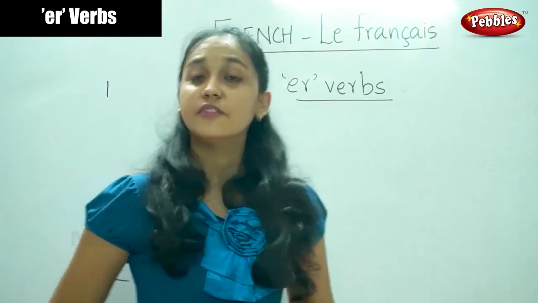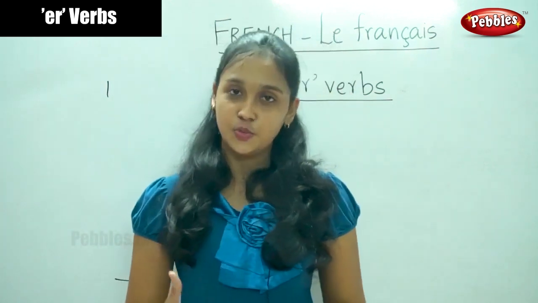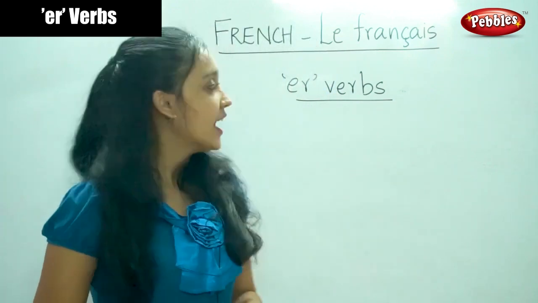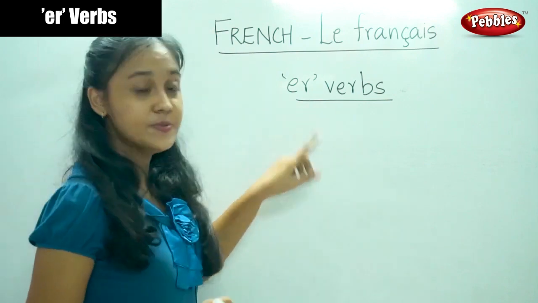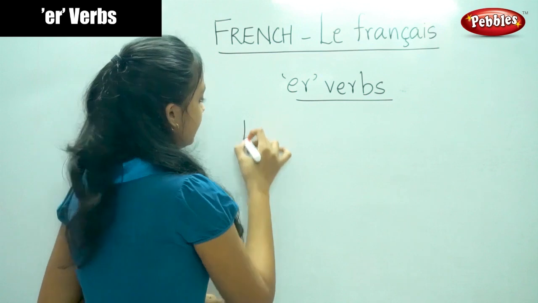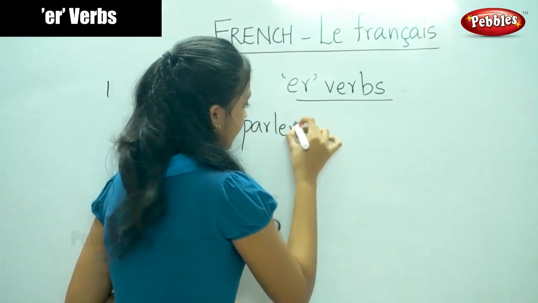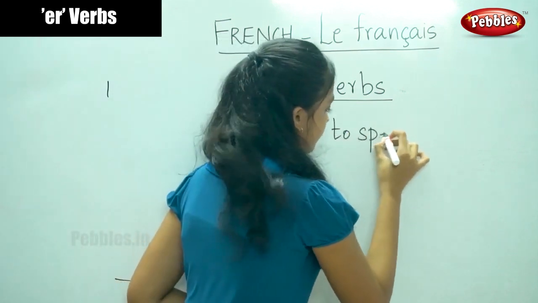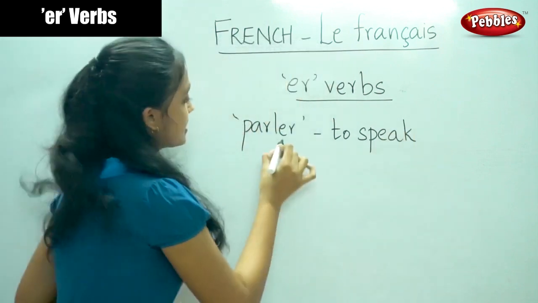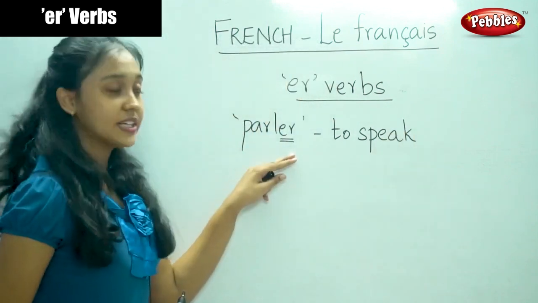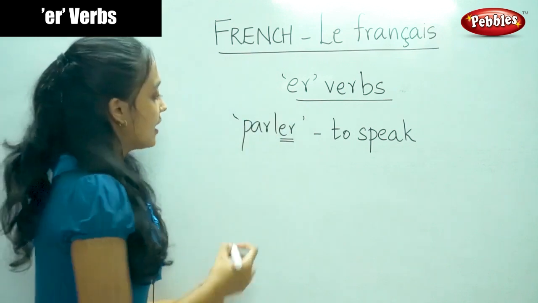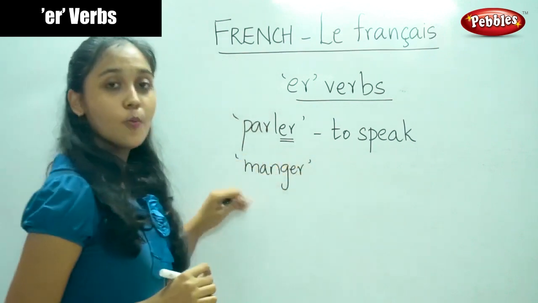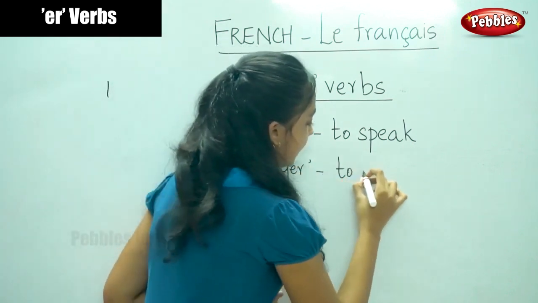First of all, what are verbs? Verbs are action words. The words which indicate the action that we are doing are called verbs. In French, the majority of the verbs end with ER. For example, let us take the verb parler. Parler means to speak. Notice that this verb ends with ER, so it is called an ER verb. Another example is the word manger. Manger means to eat.